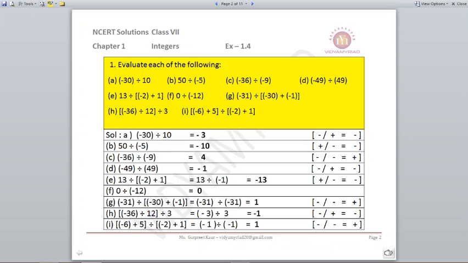Minus 6 plus 5 is minus 1. Solve the bracket. Second bracket, minus 2 plus 1 is again minus 1. So minus 1 divided by minus 1, it will be only 1.